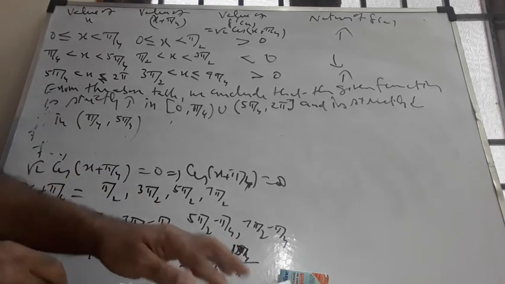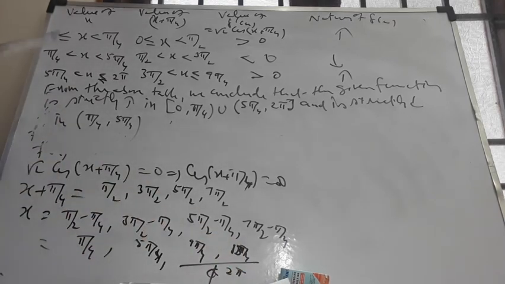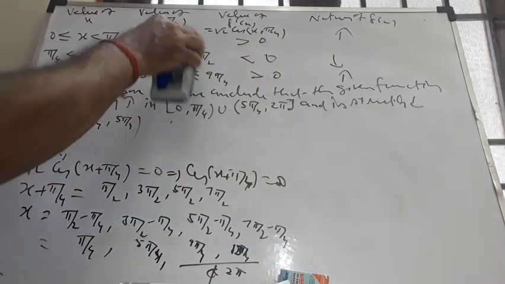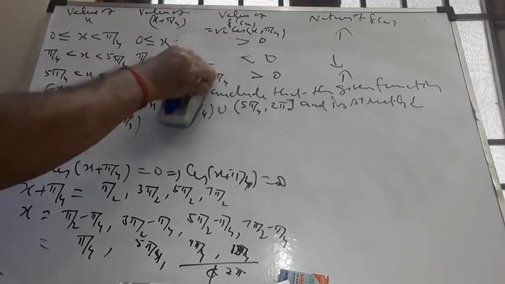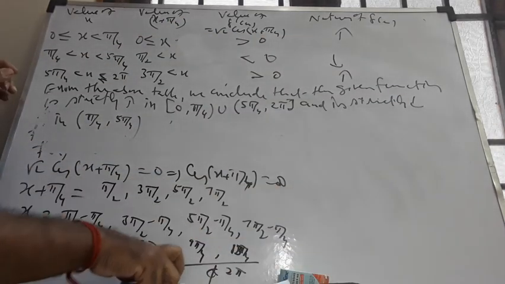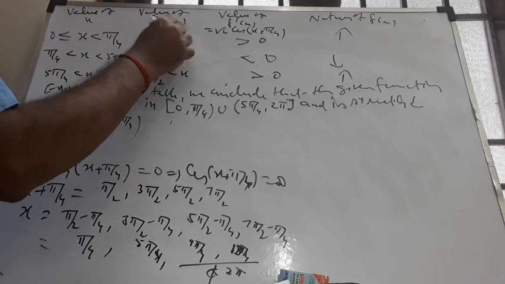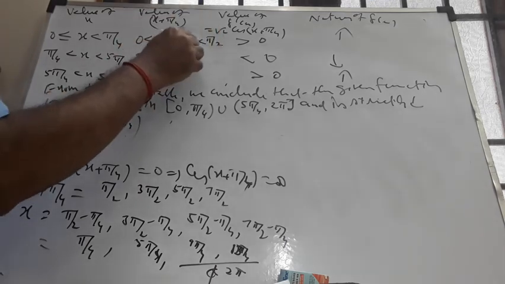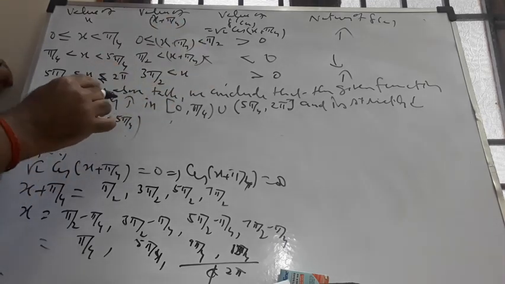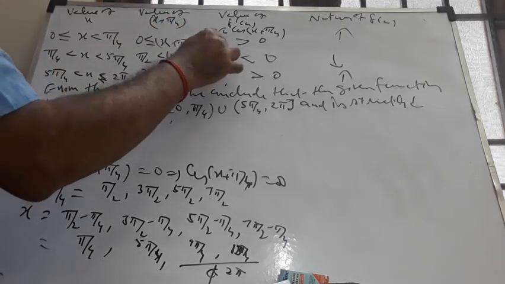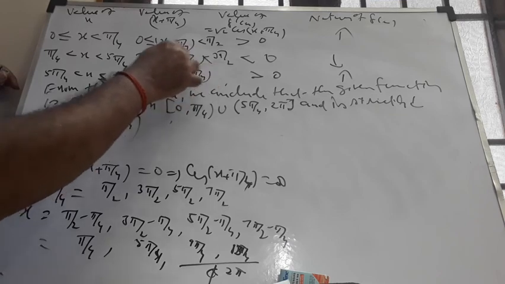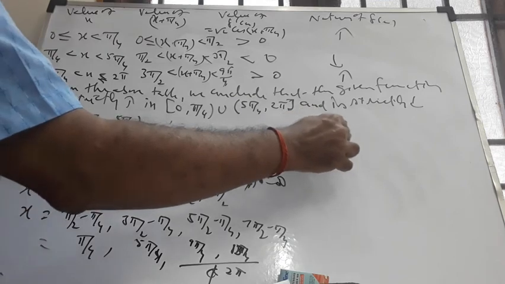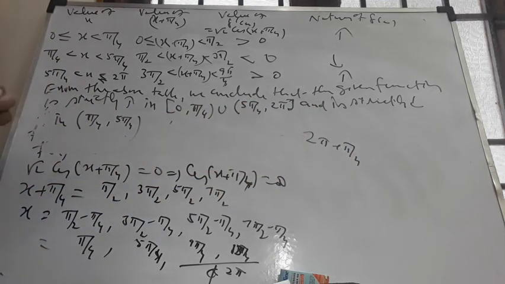Let me just check once again. 0 less than x less than pi by 4. Adding pi by 4, sorry, here it is x plus pi by 4. There is a correction here. Extremely sorry. 0 less than or equal to x plus pi by 4 less than pi by 2. This is x plus pi by 4 less than, sorry, this is anyway 3 pi by 2. This is x plus pi by 4 less than 9 pi by 4, 2 pi plus pi by 4. Yeah, it's correct. 9 pi by 4.